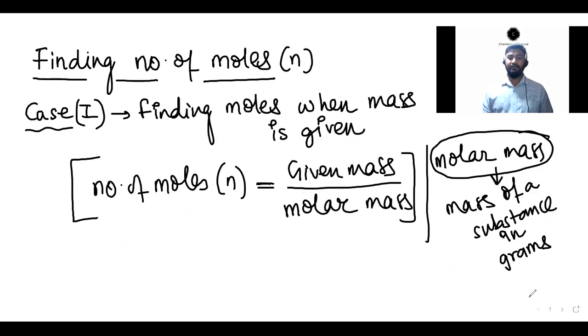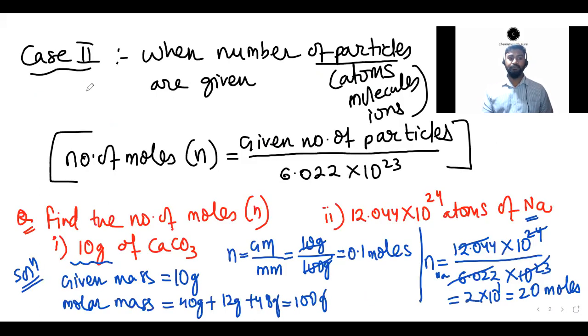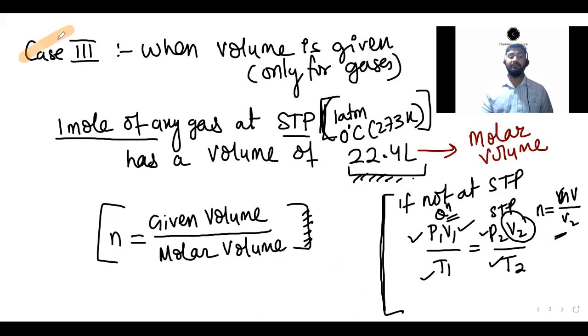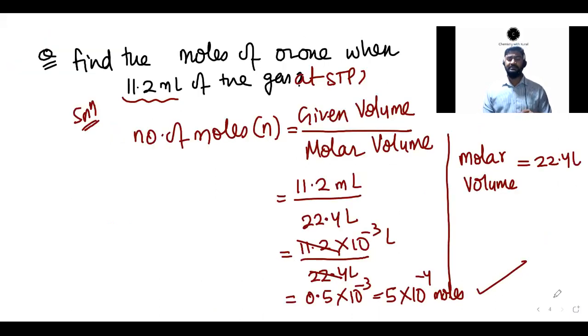So whatever I said in the beginning, I have done it. We have discussed three cases of finding moles. One, when the mass is given. Two, when the number of particles are given. And three is the one when we have volume given. And now we are clear on how to find moles, and we've done one question of each just to get an idea. Now the next thing that I'm going to discuss is very, very important.